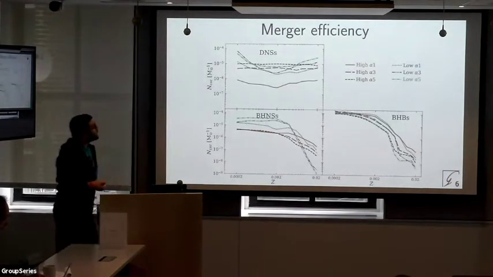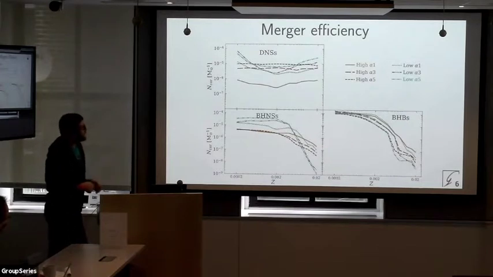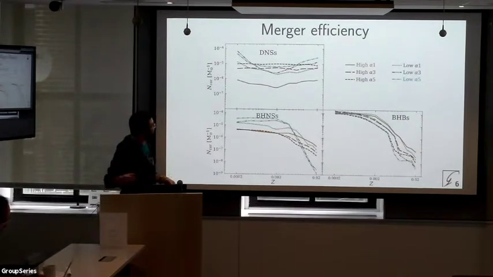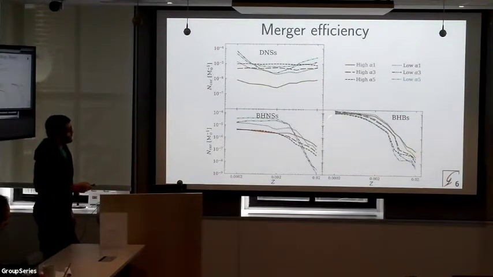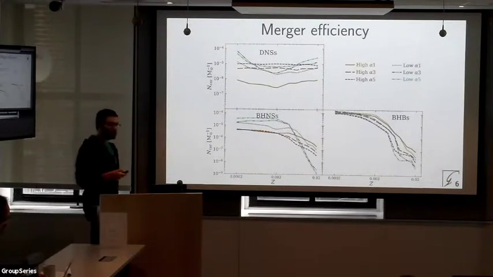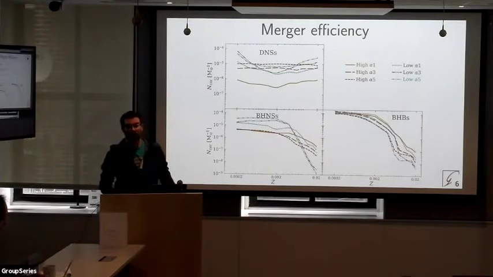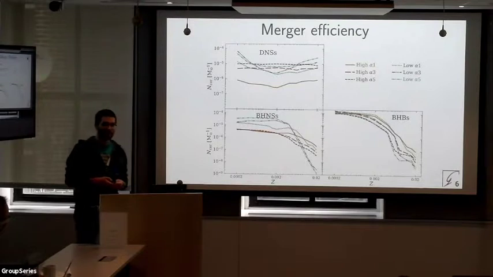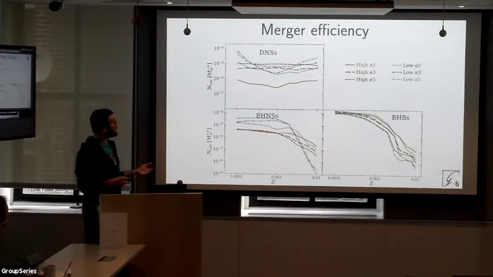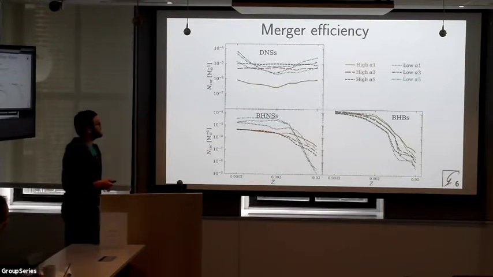Here I show you the merger efficiency as a function of the progenitor metallicity, for all the types of compact objects. I define the merger efficiency as the total number of mergers over the total mass of the population. For example, if we have 10 mergers in a population of 10,000 solar masses, the merger efficiency will be 10 to the minus 3.